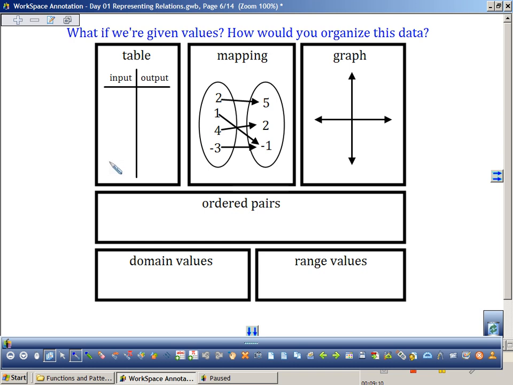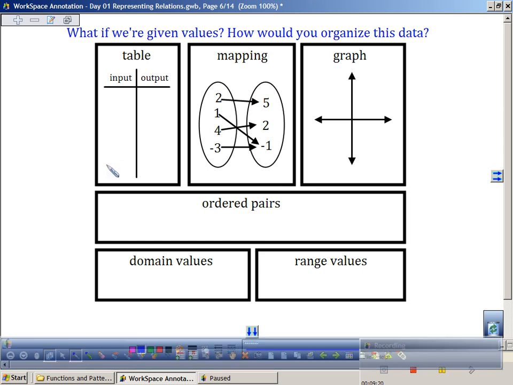Johnny, where would you like to start? With the table. Okay, tell me what to put in here. 2, 1, 4, -3. What goes with 2? What goes with 1? What goes with 4? And -3? -1. How can 1 go with -1 and -3 go with -1? How does that work? Because there's 2 arrows pointing to it. They're sharing it.